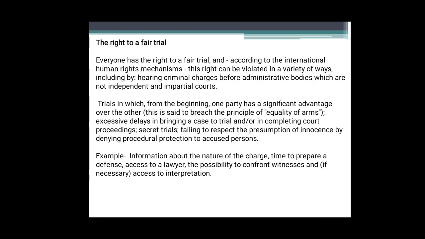completing court proceedings, secret trials, failing to respect the presumption of innocence by denying procedural protections to accused persons. For example, information about the nature of the charge, time to prepare a defense, access to lawyers, the possibility to confront witnesses, and access to interpretation.